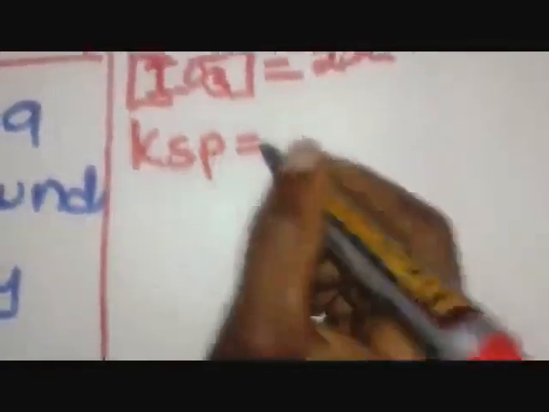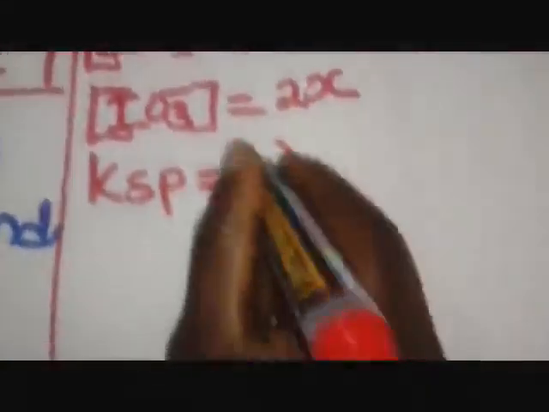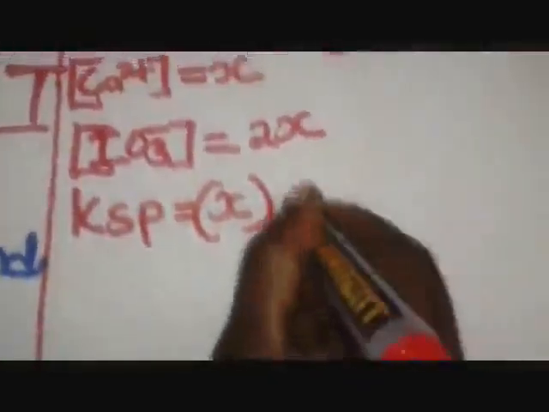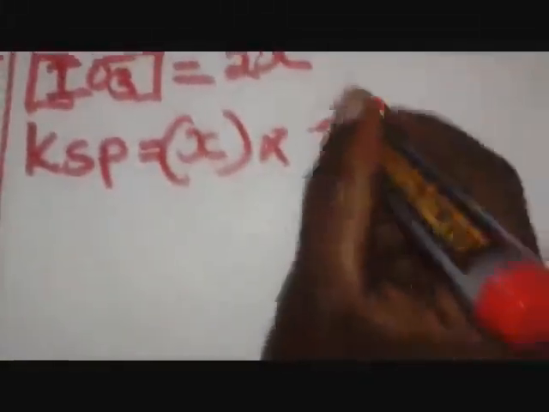Now after doing that, we are going to substitute into our expression for Ksp. We said our Ksp is equivalent to the concentration of the calcium ions, which is X, times the concentration of the iodate ions. Our iodate ions are 2X, but remember, we have to raise it to the proper power of 2 here. So we raise our 2.